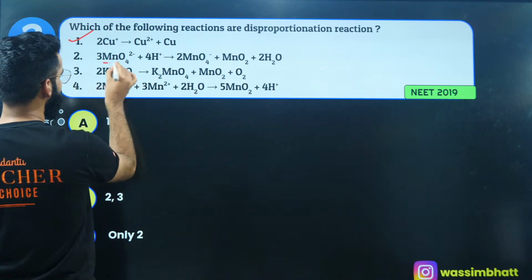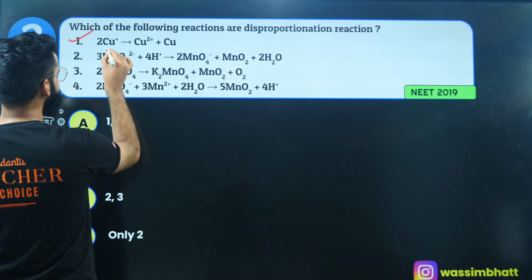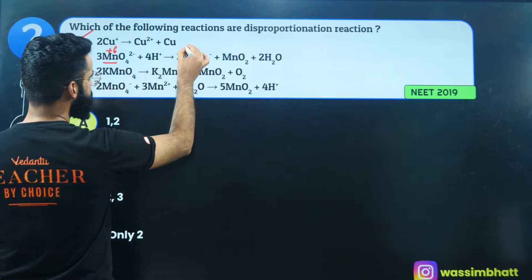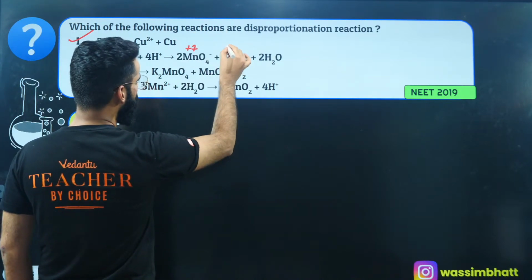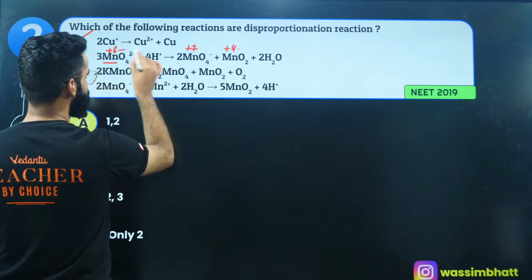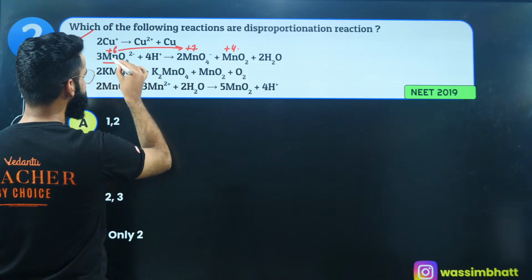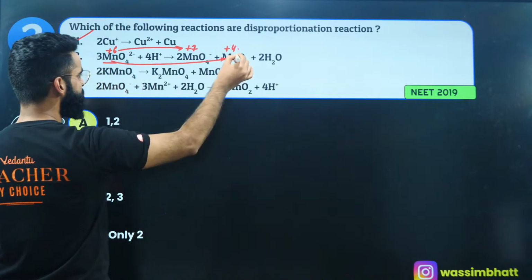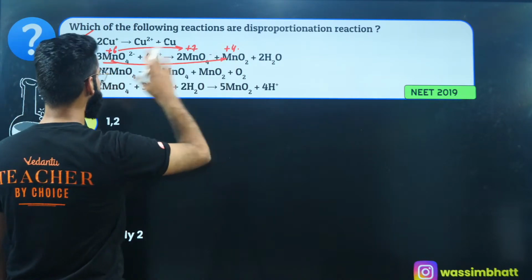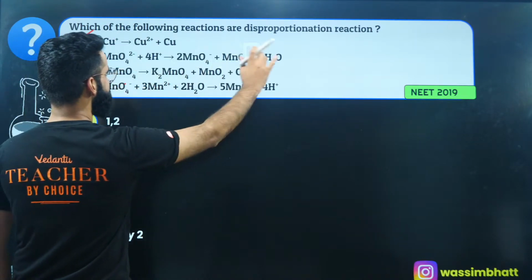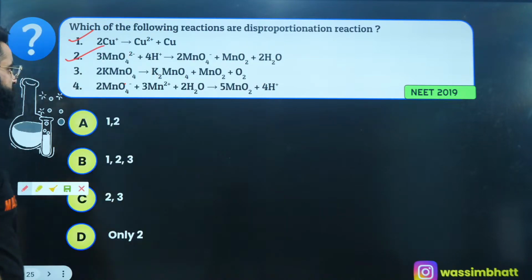What about this one? MnO4 dinegative. Oxidation state of Mn is +6. Oxidation state of Mn over here is +7 because it's MnO4 negative, and over here it's going to be +4. So see guys, +6 to +7, increase in oxidation state. Similarly, +6 to +4, decrease in oxidation state. Oxidation state of the same species is increasing as well as decreasing simultaneously. So I'll say the second reaction is also the example of disproportionation reaction.